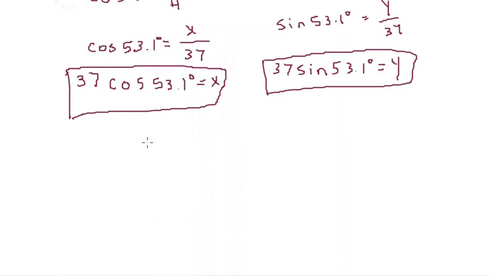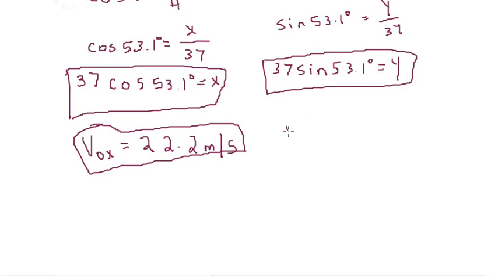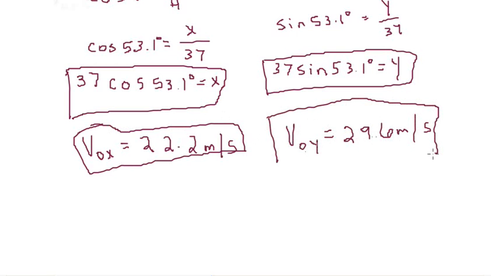So what I just did was find the components. The initial velocity in the x direction is equal to 22.2 meters per second, and the initial velocity in the y direction is equal to 29.6 meters per second. This is the first thing that you need to do to solve any projectile motion problem. You need to find the initial velocity in the x direction and the initial velocity in the y direction, the components. Now I'm running out of time, so in the next video I'm going to continue this problem.